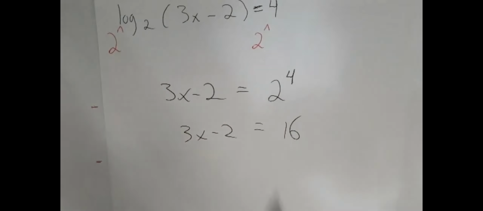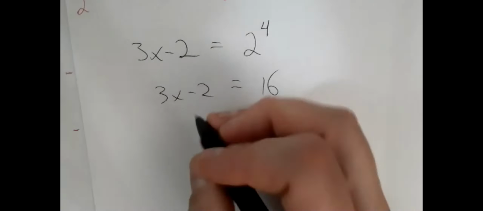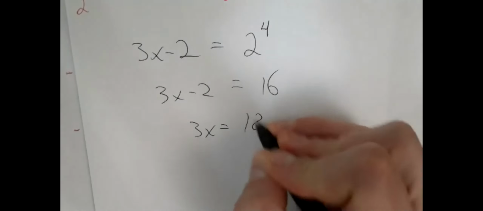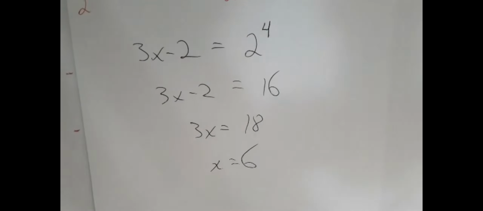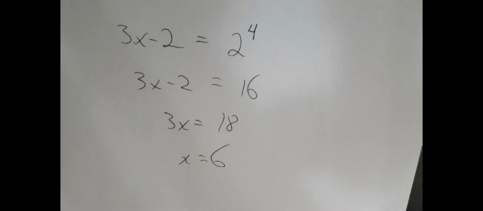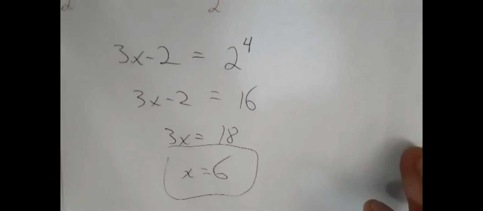You know how to do fourths? They're squared squareds. Do 2 squared and square that. Can you solve 3x minus 2 equals 16? I hope so. We should be getting what? x equals 6. Okay. Questions about this? And it turns out really nice too.